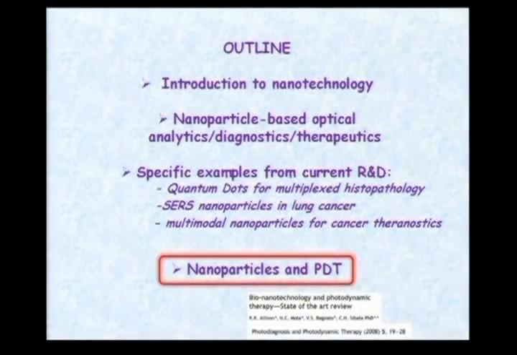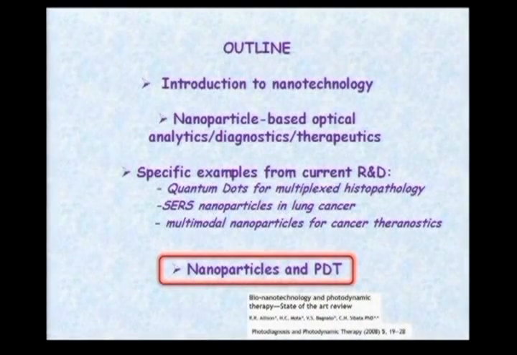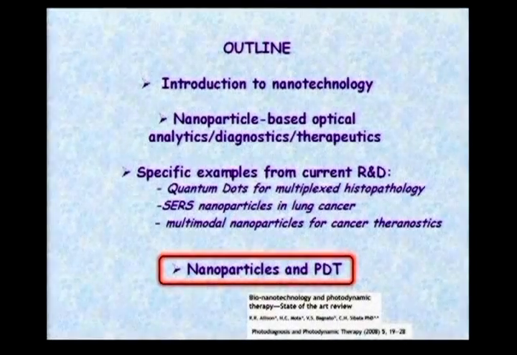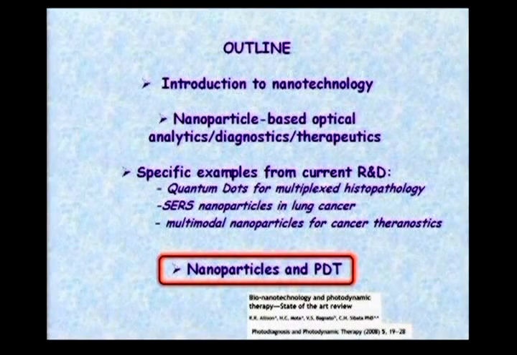So let me finish with nanoparticles and PDT. And actually, there's a nice article written by Professor Bagnato and Dr. Allison that I refer to you, a 2008 article on photodiagnosis and photodynamic therapy, although 5 years is a long time in nanotechnology, so Vanderlei, you have to update this paper. Right? But it's a very nice starting point and has lots of references.